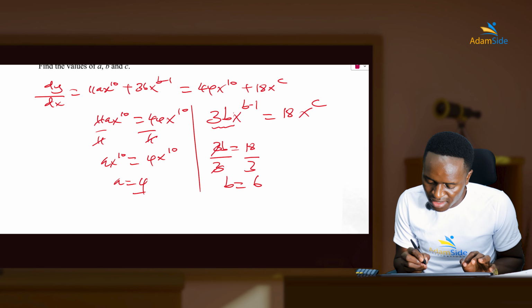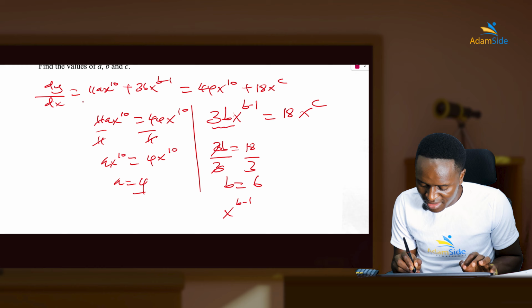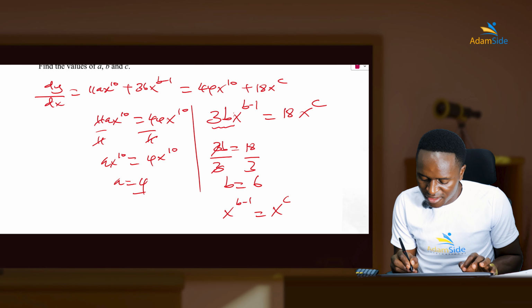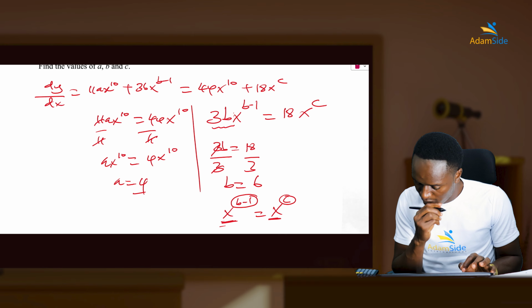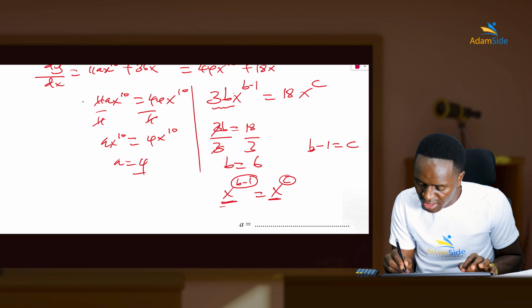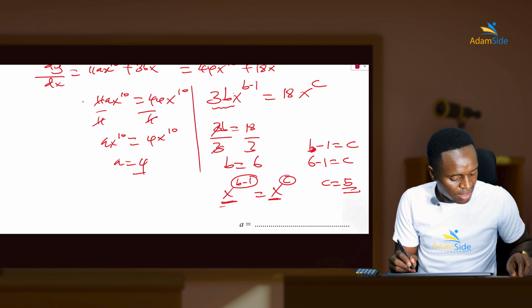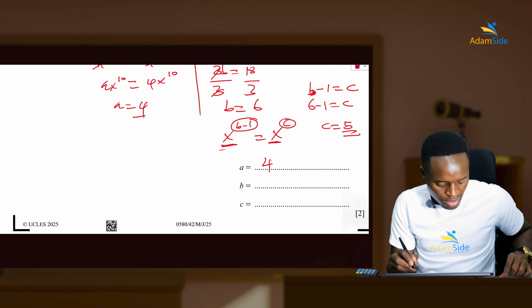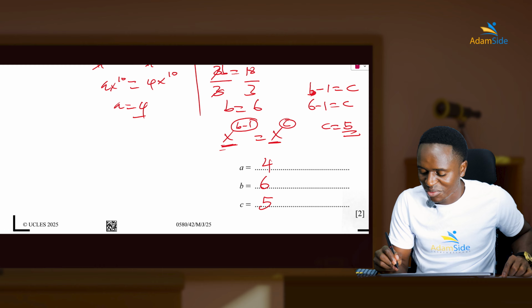And then for c, we have x to the power b minus 1 is equal to x to the power c. Simply because the bases are the same, by the laws of exponents, the powers are also the same. So b minus 1 is equal to c. We know the value of b: 6 minus 1 is equal to c. So c is 5. So what's a? Our a is 4, correct? Our b is 6, and our c is 5. You get your marks. Very good.